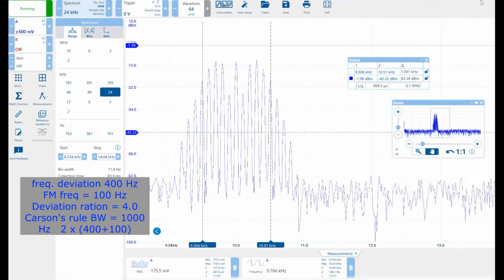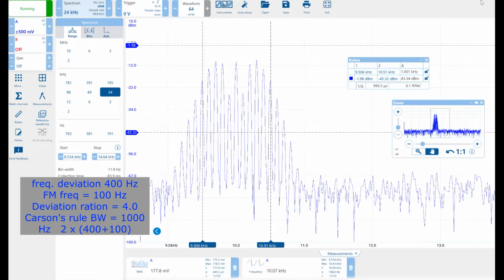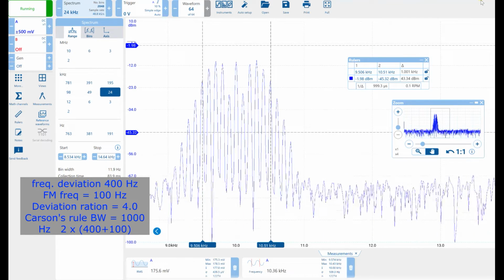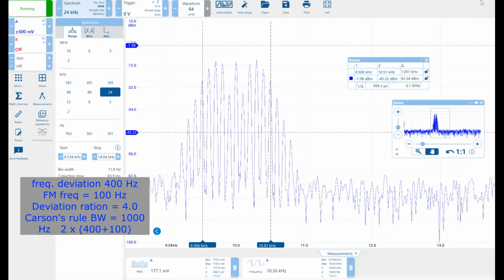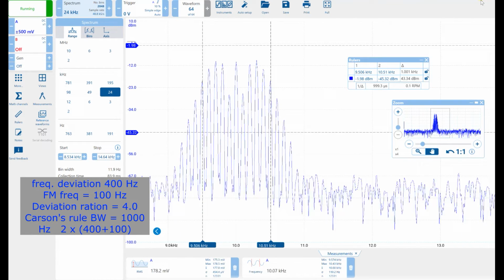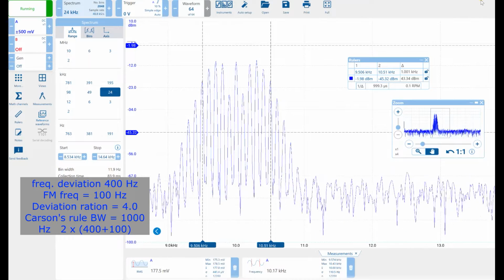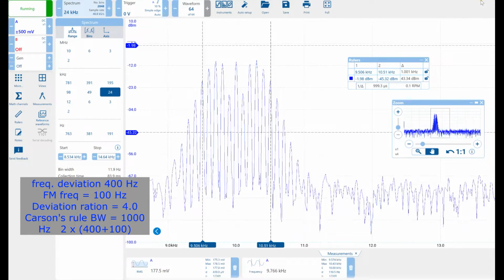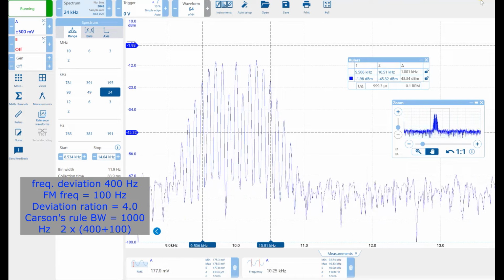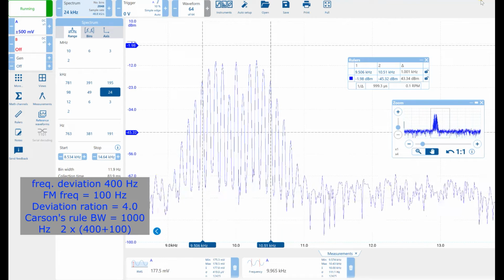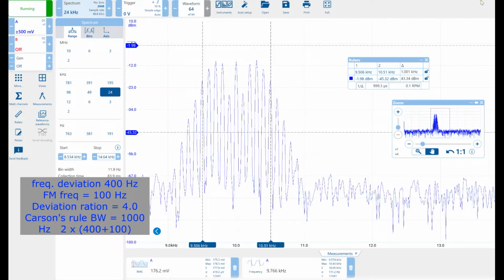All right, I'll call this step number 4, where I have a deviation frequency of 400 hertz and an FM frequency of 100 hertz. So you can see the spacing between the sidebands is the same, 100 hertz. But what's changed? There are more sidebands and the bandwidth is getting wider. Okay, now we have a bandwidth of 1000.